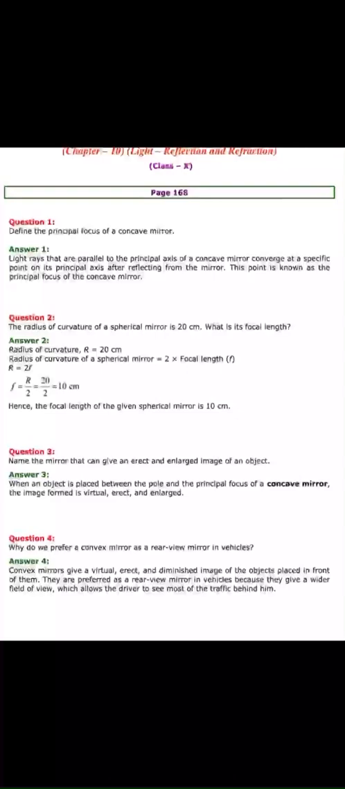Next is: why do we prefer a convex mirror as a rear view mirror? Because the convex mirror always gives a virtual, erect and diminished image of an object placed in front of it. So it is preferred as a rear view mirror in vehicles because it gives a wider field of view also, which allows the driver to see most of the traffic behind him.